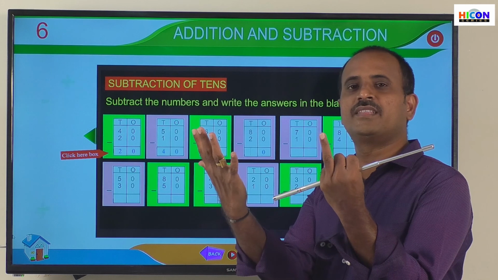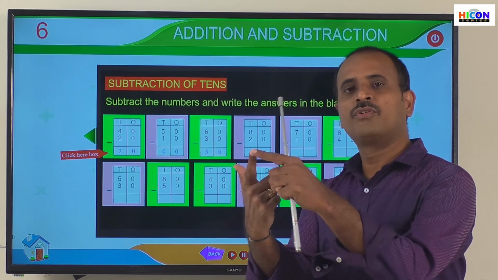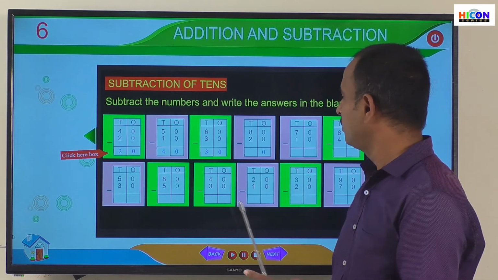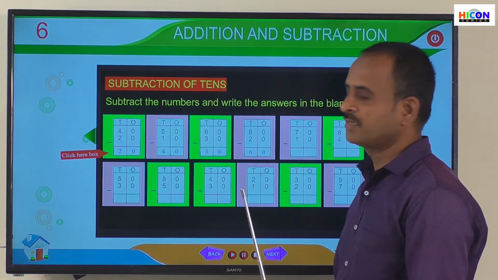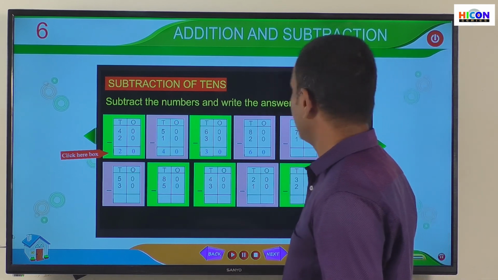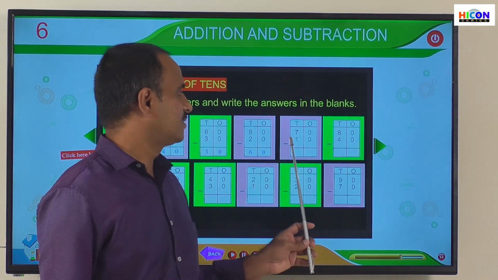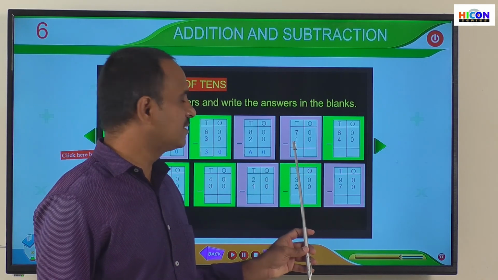So children, how many fingers are there remaining? 1, 2, 3, 4, 5, 6. So write 6 under tens place. So the answer is 60. See the next problem. So what are the tens given in the next problem? So the first 10 is 70 and the next 10 is 10.